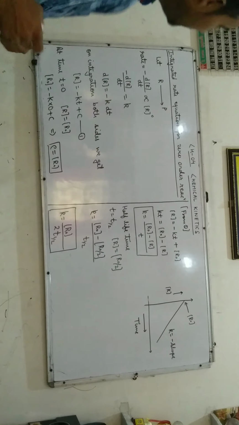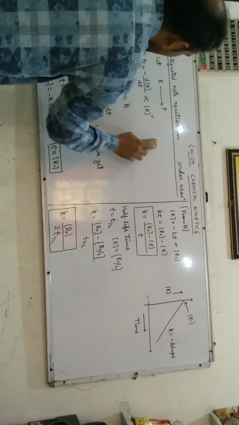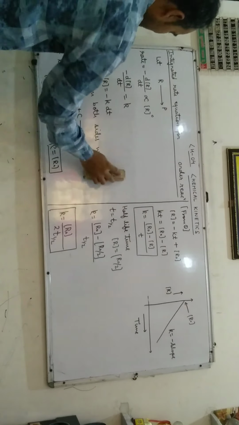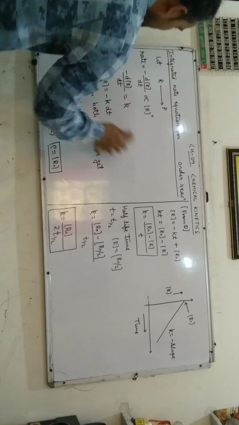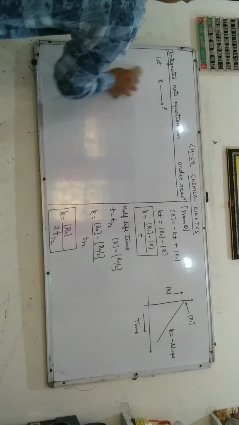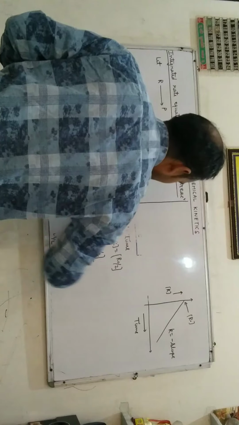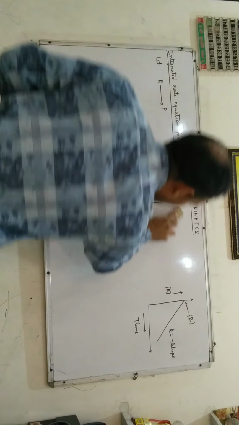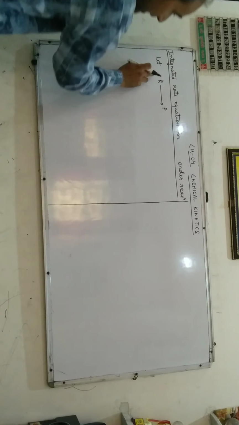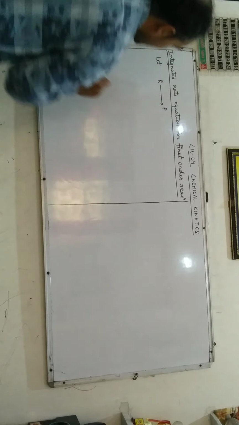Now let us derive the integrated rate equation for a first order reaction. Here we derived it for the zero order reaction. Now let us derive it for the first order reaction. For deriving the integrated rate equation for a first order reaction, let us consider a reaction R gives P in which reactant gives product. It is a first order reaction.